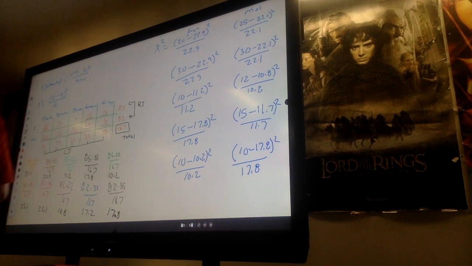Alright, so all of these is going to find the chi-squared. So 20 minus 22.9, square that, divided by 22.9.